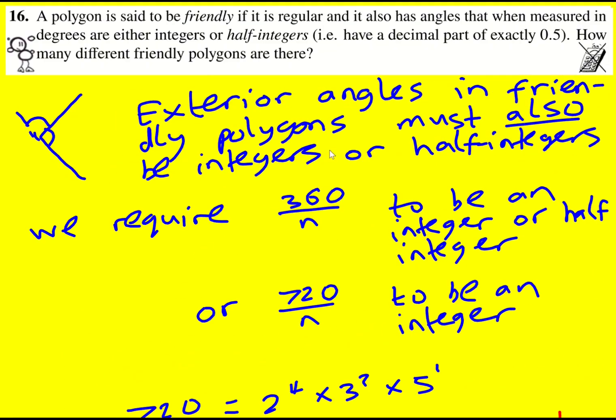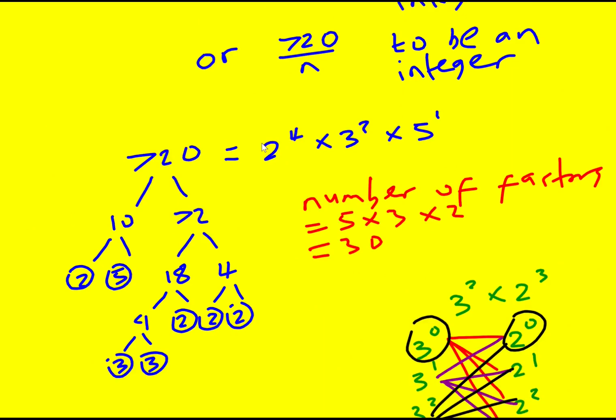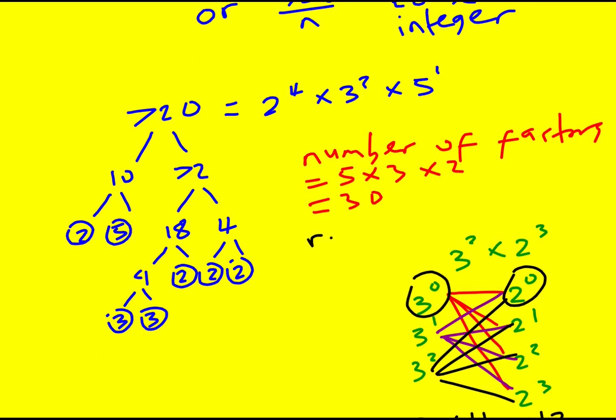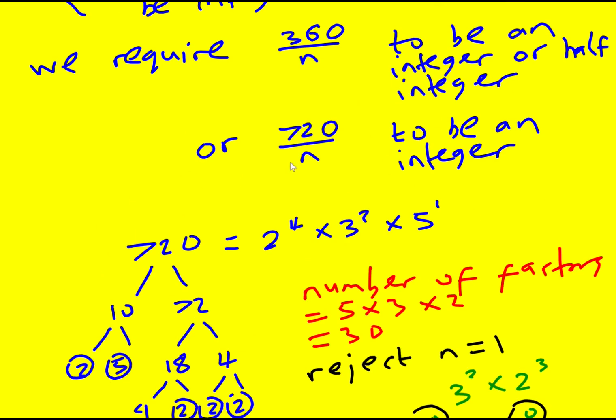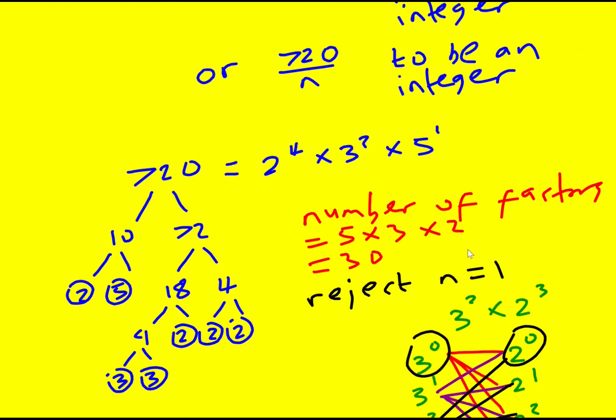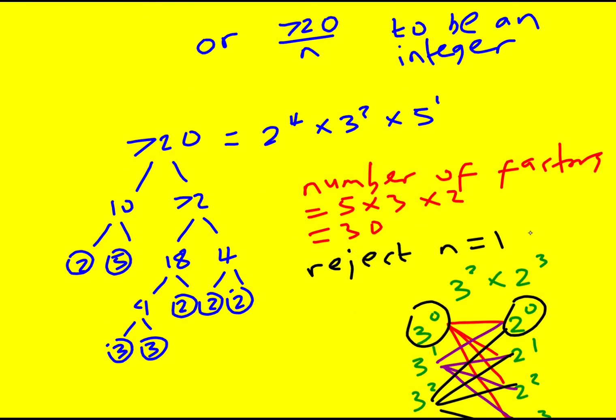So are there 30 friendly polygons? Well, actually, I made the mistake of saying yes, there are, but there's not because we have to reject two of them. Reject n equals 1. We can't have a polygon with just one side, even though it fulfills this problem. It's just not a physical solution. And n equals 2, because you can't have a polygon with two sides. But all the rest are okay, and therefore the final answer is 28. Good question.